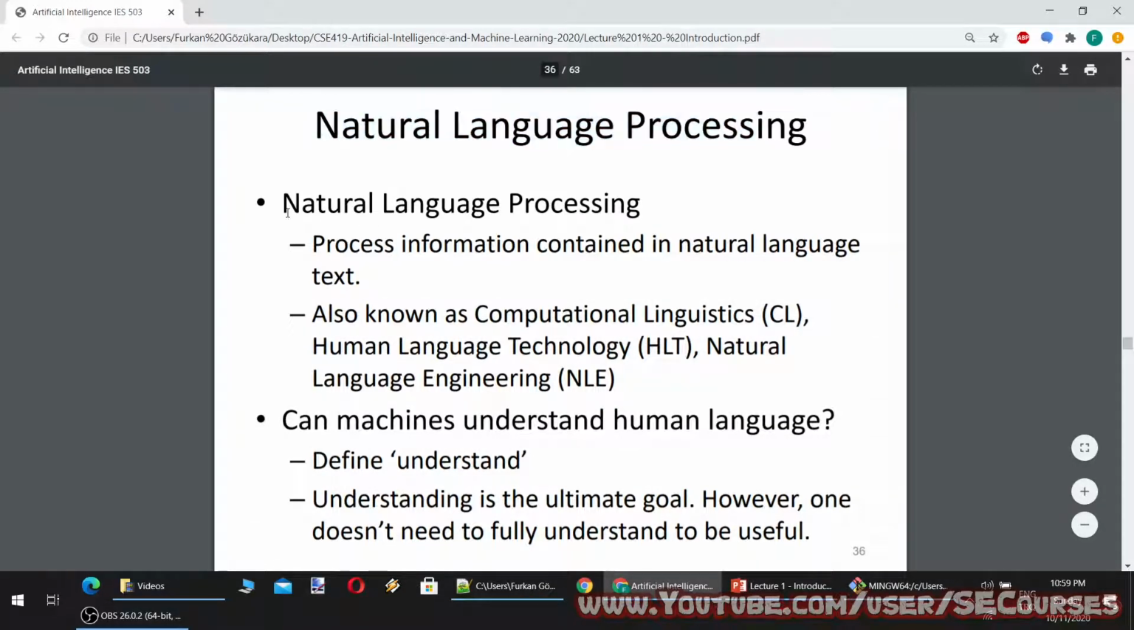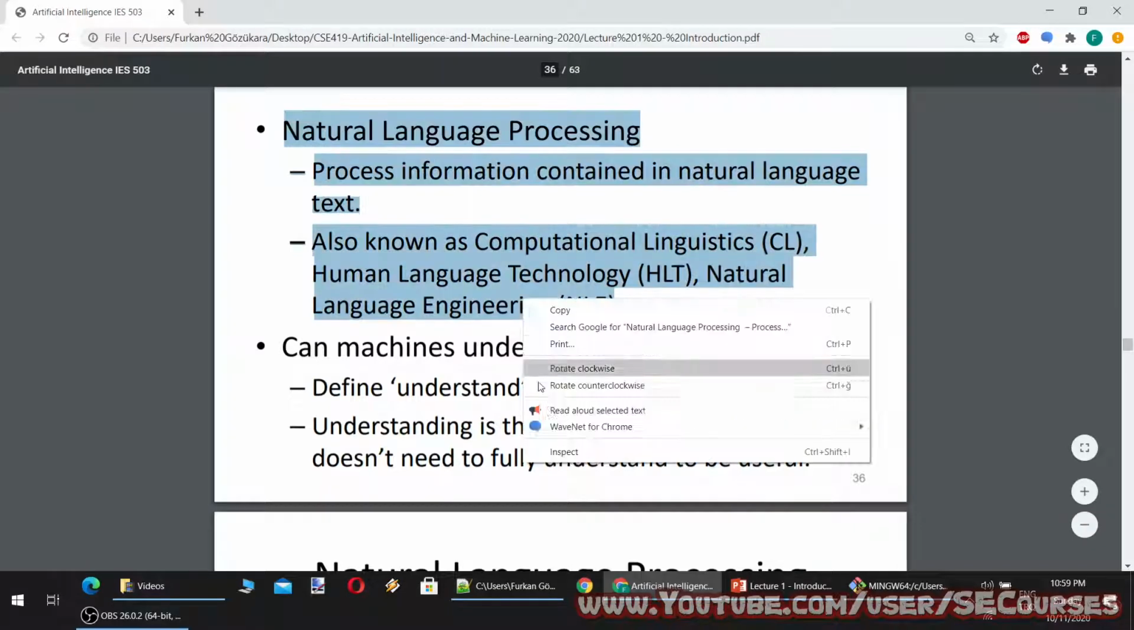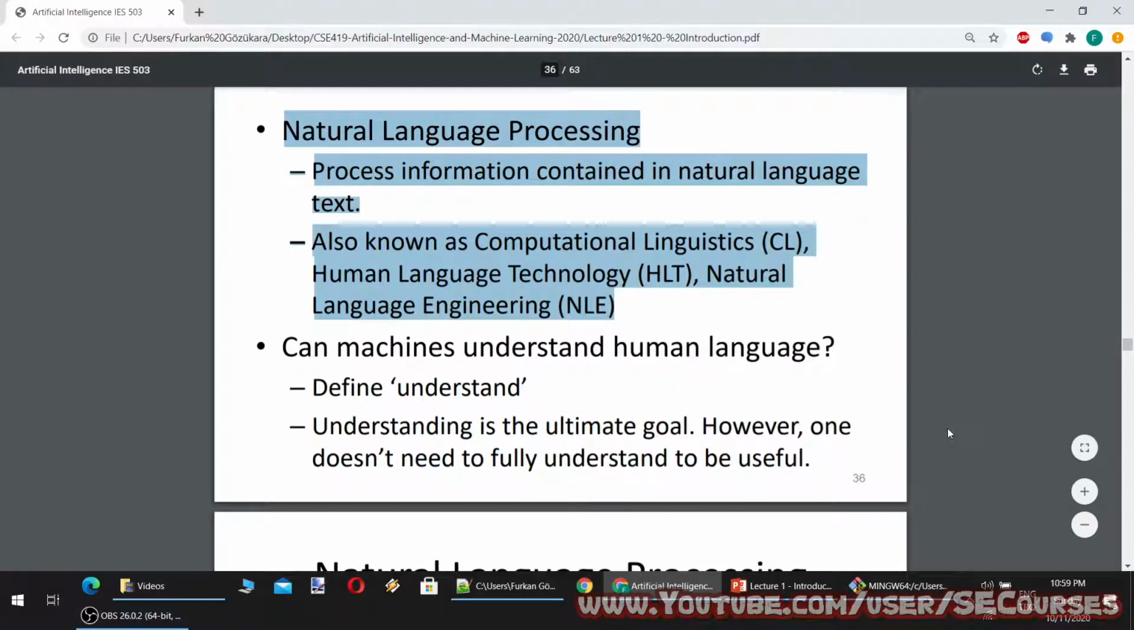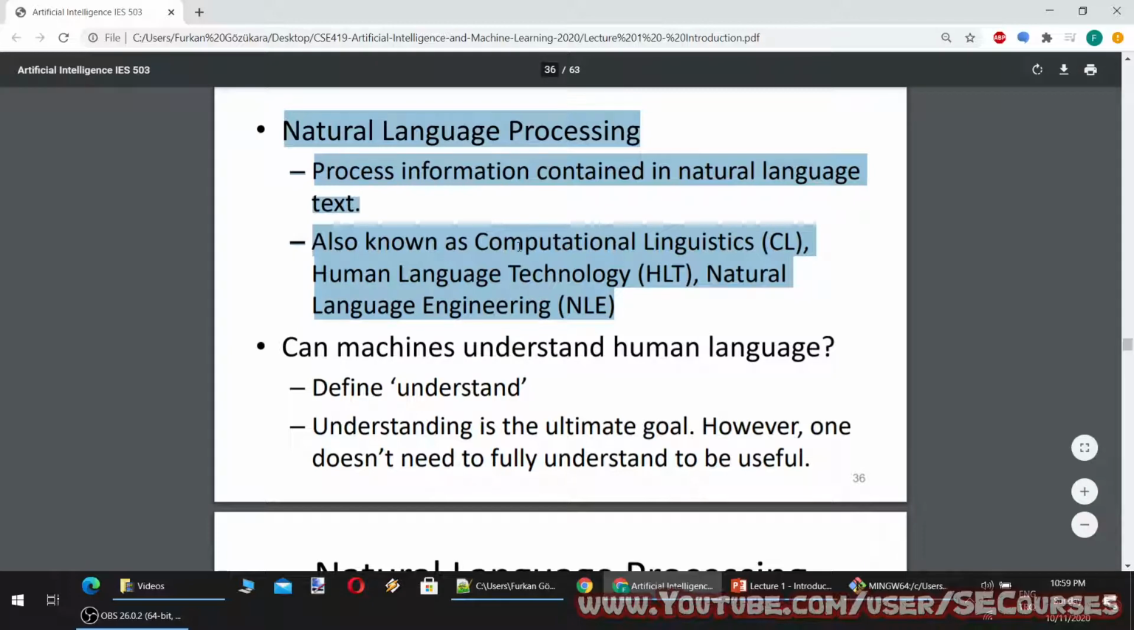Natural language processing. Process information contained in natural language text. Also known as computational linguistics, CL, human language technology, HLT, natural language engineering, NLE. Okay, these are the other names of natural language processing.